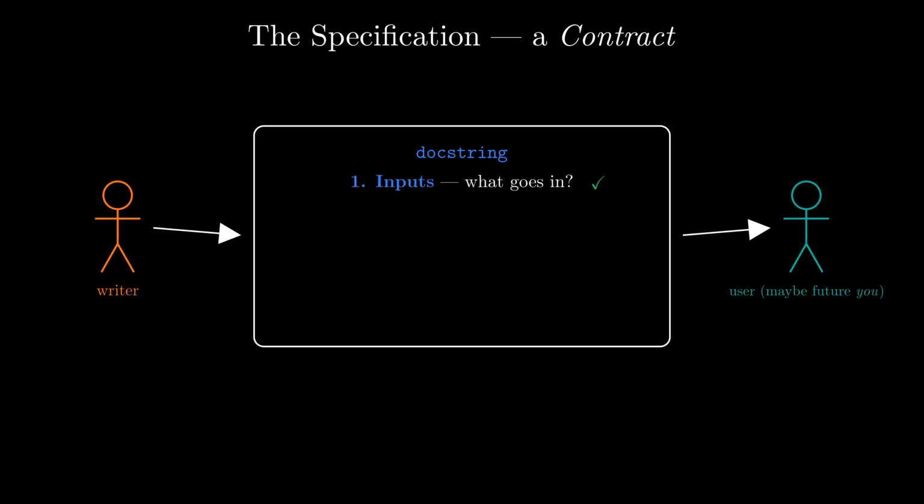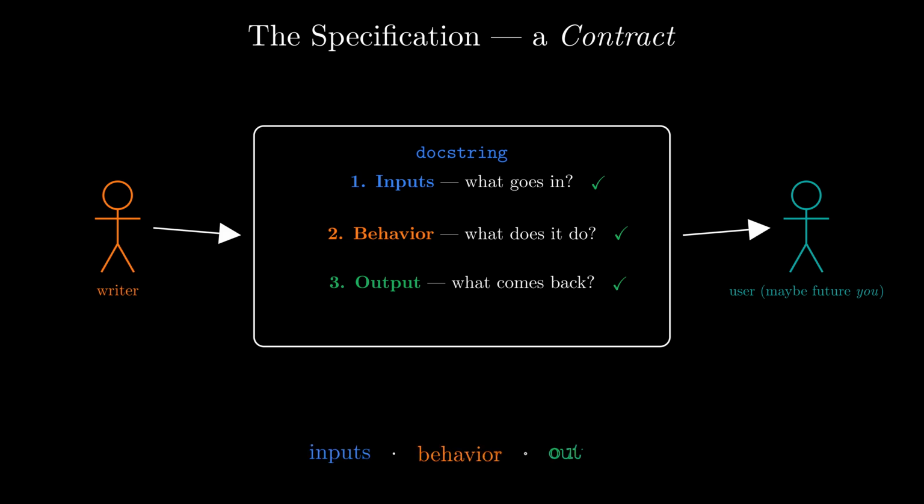First, what are the inputs? For the length function, the input is a string. Second, what does the function actually do? And third, what is the output, the value it gives back to whoever called it? Inputs, behavior, output. Nail those three, and you have written a good specification.